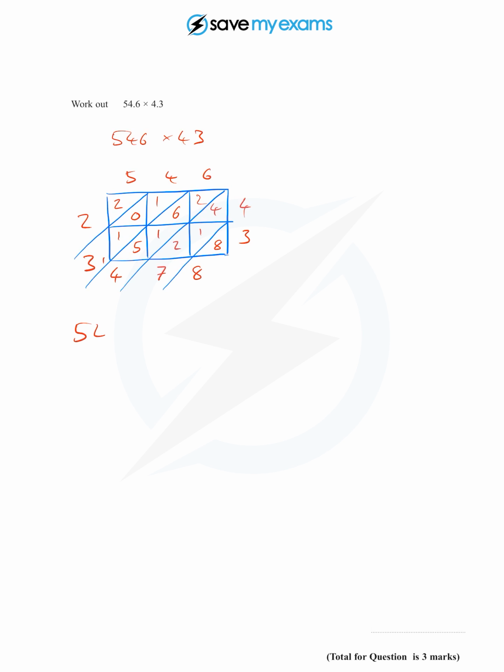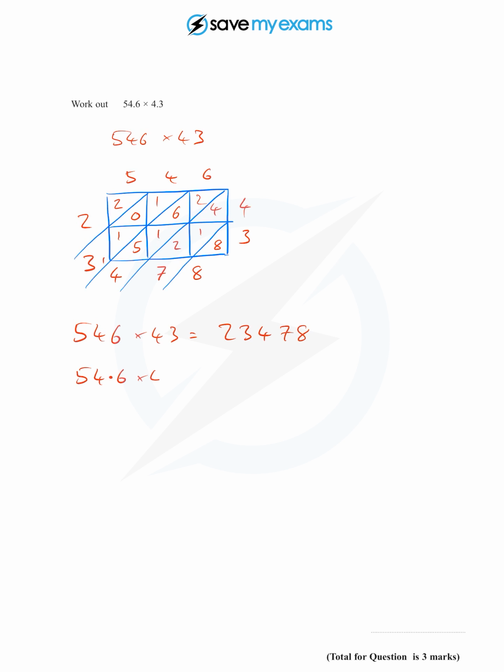And so we can say 546 times 43 is, and now we just read round the corner like this, and that is the answer. Oops, wrong pen. 23,478. And now we need to put the decimal points back in.